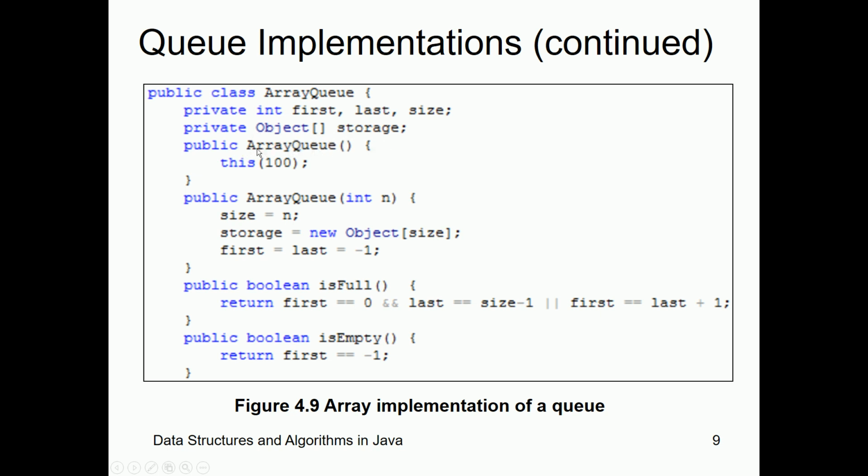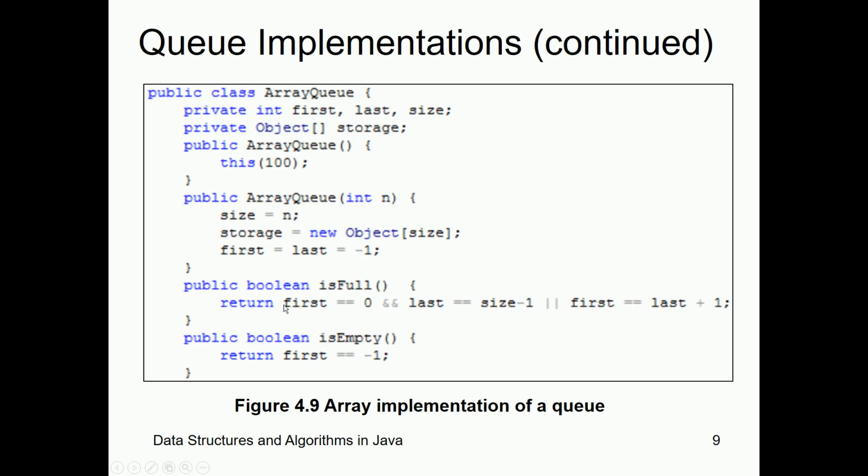And then we have this array queue. If I don't specify the size, the default size will be 100. Or you have another constructor where you can specify the size, and then your size is going to be that n, and the initialization of the storage is going to be this. And then we set first and last to -1. They're all ints because they are indices.